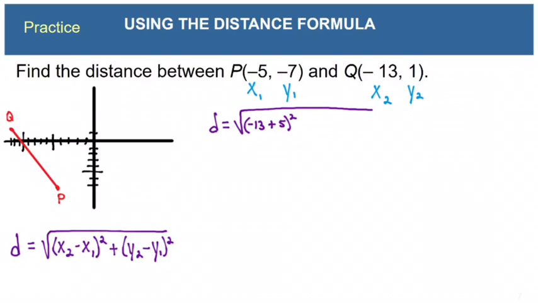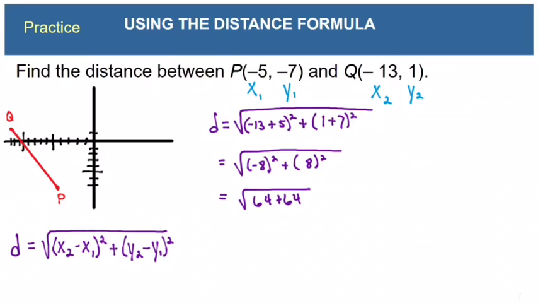And then plus y2 minus y1 is going to be 1 minus -7, which I'll write as 1 plus 7, and that's going to be squared. Now -13 plus 5 is -8, and 1 plus 7 is +8, and of course -8 squared is +64, and +8 squared is +64. Now together they make 128, but why bother to do 128 when we can see here that what we have is 2 64s, and 64 is a perfect square.